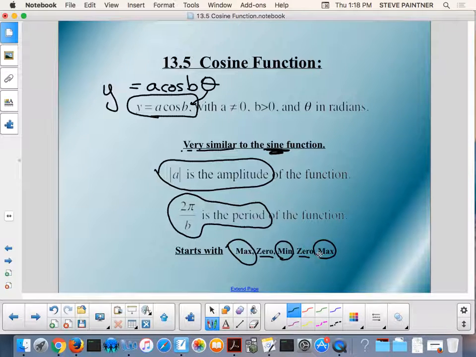So really the big difference is the pattern. What do you start with? Max. Yep. See, that's what I was trying to say to you. If you can graph sine, you can graph cosine. Max, 0, followed by minimum, followed by 0, followed by max. Now you're just repeating. That's all it is. So if you're good at graphing sine, you're going to be good at graphing cosine. Okay? Let's start.